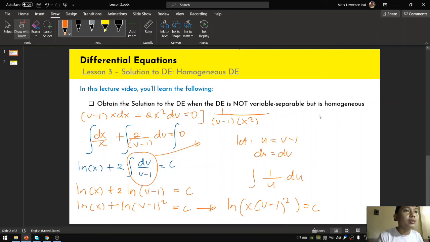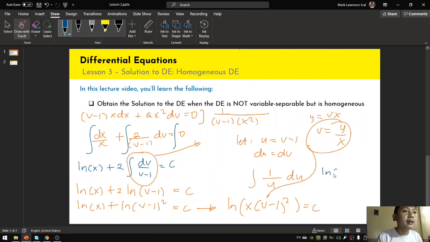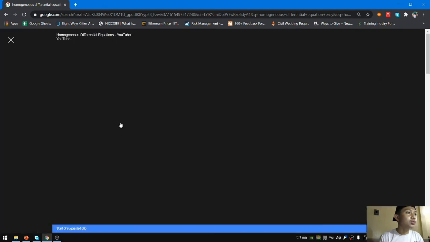No, because we almost forgot that y equals vx, and v equals y over x. So we substitute that into v. So the final answer is ln of x times (y over x minus 1) squared equals C. That's it. Now let's try to check our answer against the other solution.